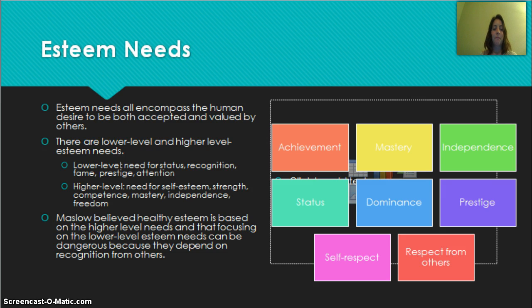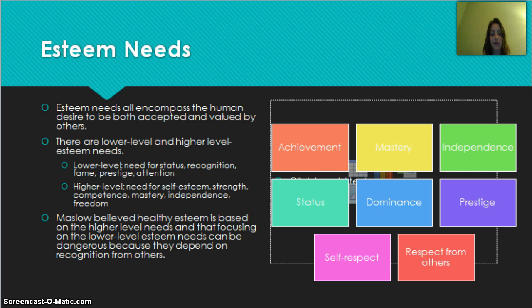And for this reason, Maslow was able to categorize esteem needs into lower level and higher level esteem needs. Maslow considered the lower level esteem needs as focusing on the need for the respect of others, whereas the higher level self-esteem needs are more motivated by your internal self-acceptance. For example, lower level needs include our need for status, recognition, fame, prestige, and attention, whereas the higher level needs include our need for self-esteem, strength, competence, mastery, independence, and freedom.